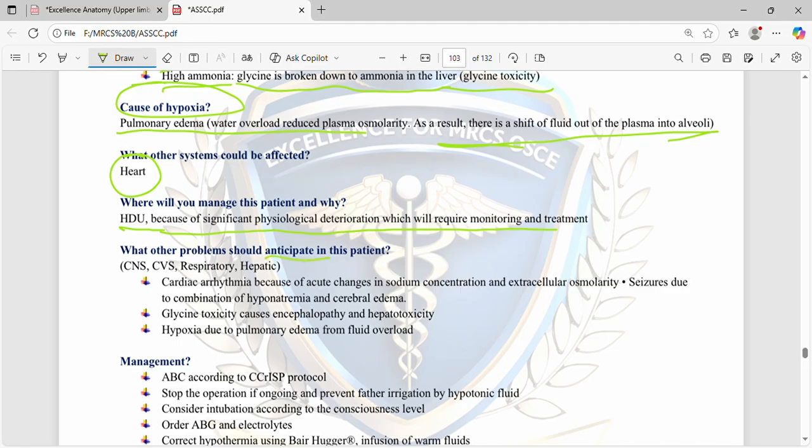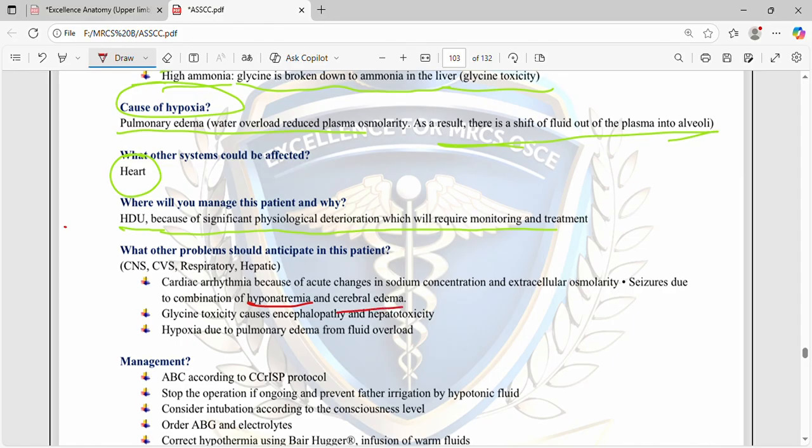CNS, CVS, respiratory and hepatic. Cardiac arrhythmias can occur because of acute changes in sodium concentration and extracellular osmolality. Seizures due to the combination of hyponatremia and cerebral edema. Glycine toxicity causes encephalopathy and hepatotoxicity. Hypoxia due to pulmonary edema from overload.